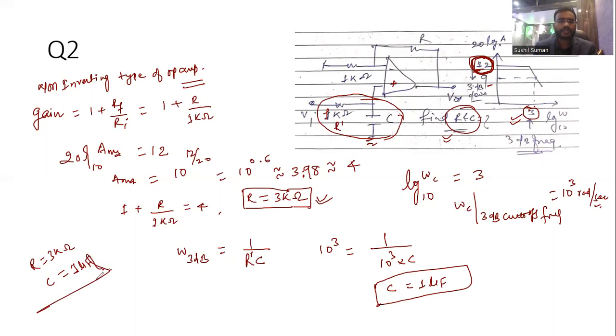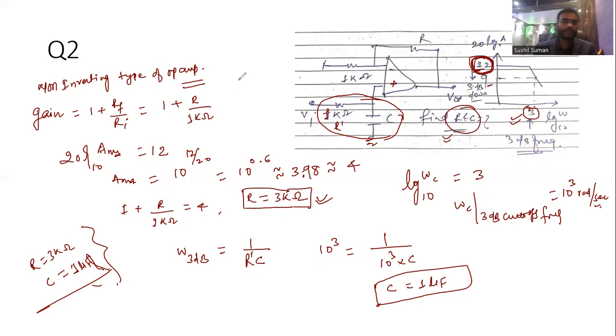This is the right answer. This is one of the best questions asked in your GATE exam, 2 marks. Okay, got it? So this is the R and C value. Just write down all the questions and the solution, or you can take a screenshot.